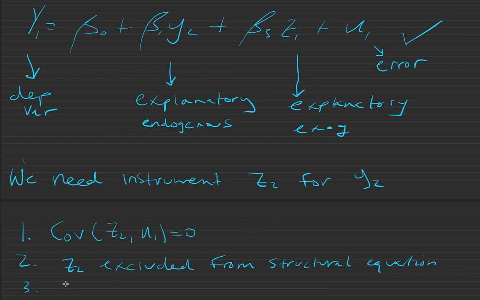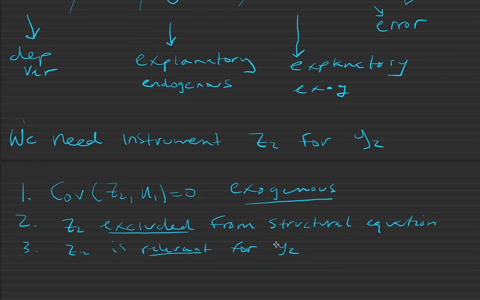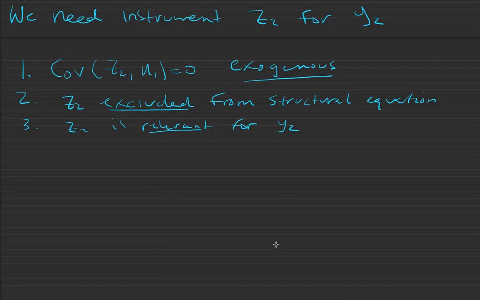And 3, z2 is relevant for y2. So recall that we called this our exogeneity assumption. This is our exclusion assumption. This is our relevance assumption. We need all three of these things to be met for z2 to be a good instrument.